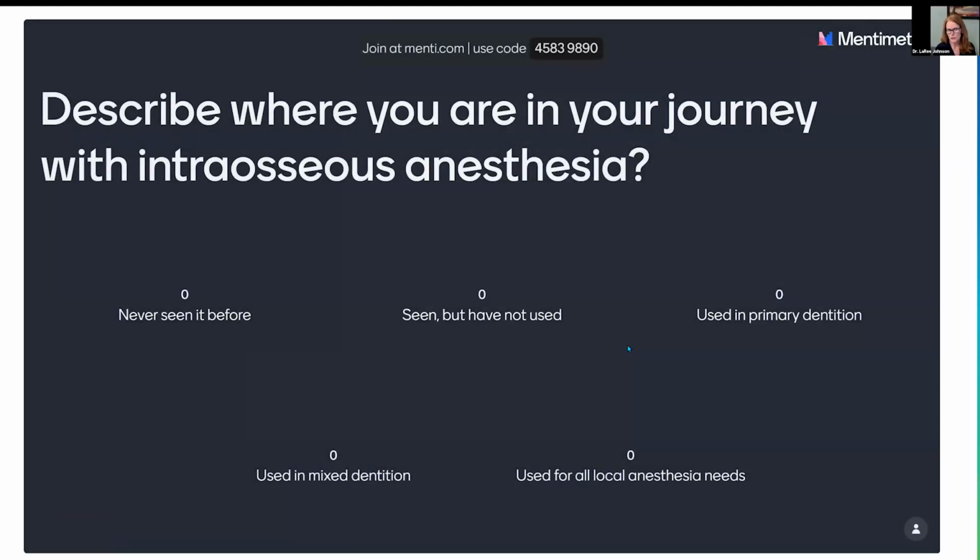Describe where you are in your journey with intraosseous anesthesia: never seen it before, seen but have not used, used in primary dentition, used in mixed, used for all local anesthesia needs. Just to kind of get where we're going, so I know where to put the emphasis tonight. Even though this is the advanced lecture, I know we always have people that are first timers because this just works out for the schedule. So that's looking pretty good.